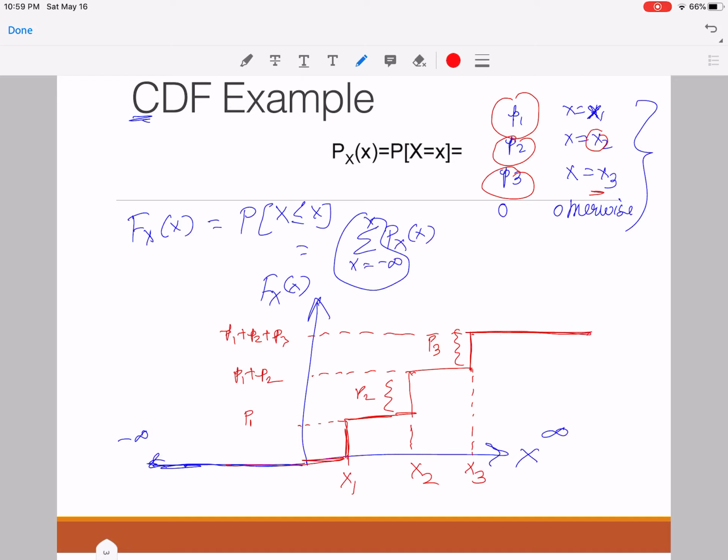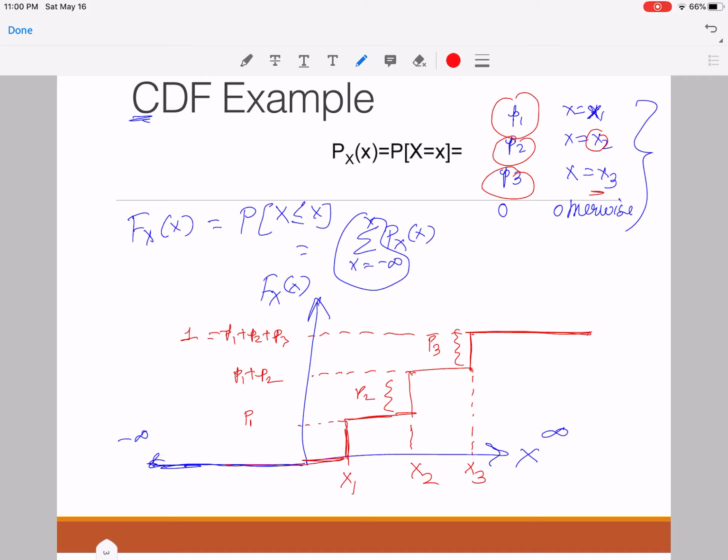There's another important property of the CDF, and that is that at infinity, the value of the CDF is equal to 1. So P1 plus P2 plus P3 should be equal to 1. And that is true because x1, x2, and x3 constitute the sample space, or the outcomes in the sample space. So naturally, by adding their probabilities, I should get the value equal to 1.